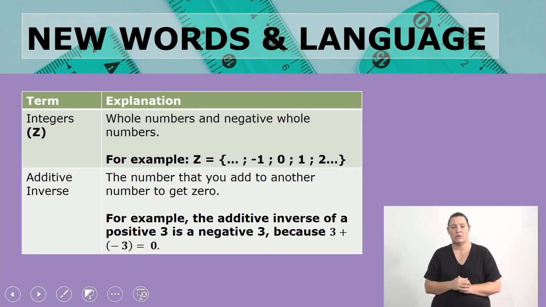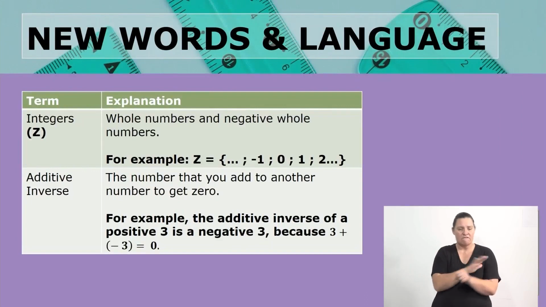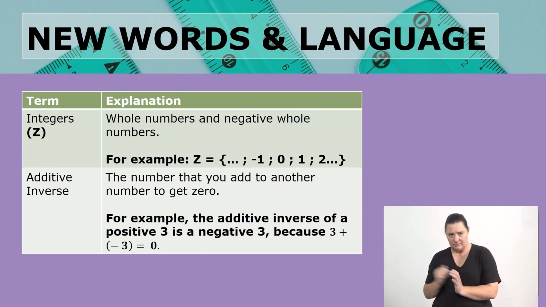Let's look at some words that we are going to be using in this lesson. So we are going to be talking about integers. Remember, integers, with the symbol Z, are whole numbers and negative whole numbers. So for example, we have our negative 1, our 0, 1, 2, and moving forward. Remember, there are also numbers before the negative 1. So those numbers also continue to the left, becoming smaller and smaller. Then we have the additive inverse. Additive inverse is the number that you add to another number to get 0. So, for example, the additive inverse of a positive 3 will be a negative 3. And the reason for this is because a positive 3 plus a negative 3 is equal to 0.